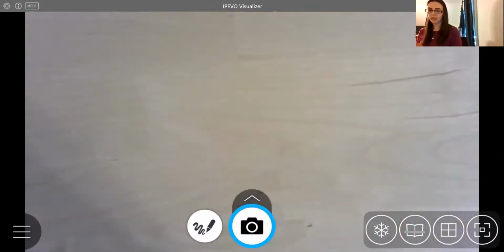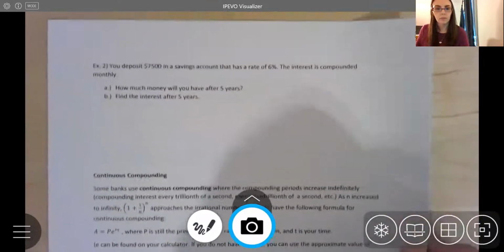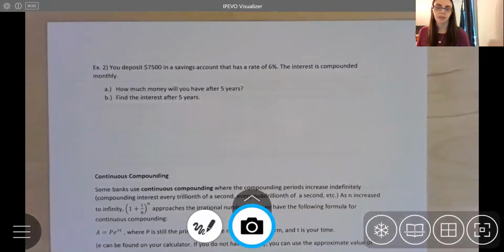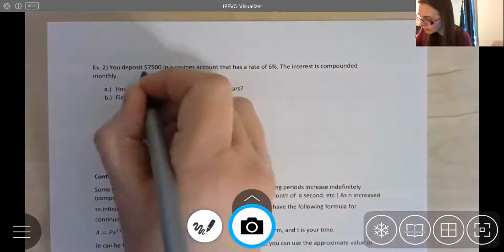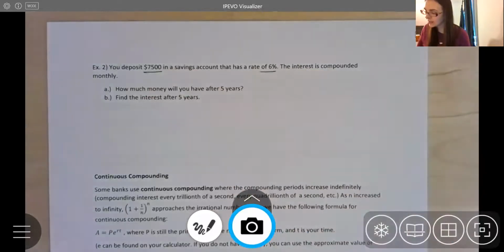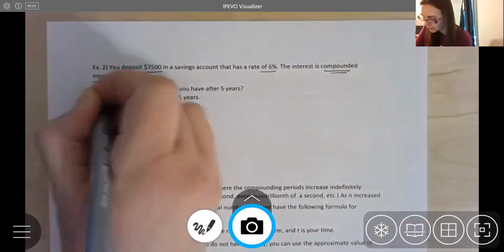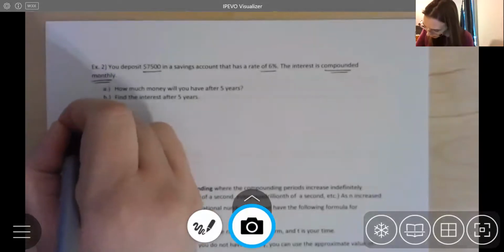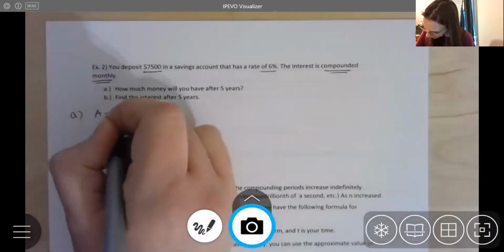All right, let's do a couple more examples. So here you deposit $7,500 into a savings account that has a rate of 6%. The interest is compounded monthly. How much will you have after 5 years? So again, set up that formula.